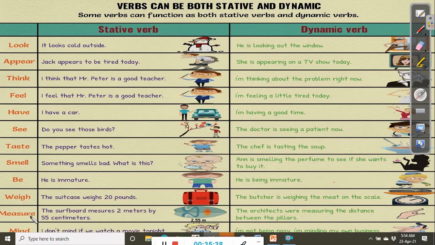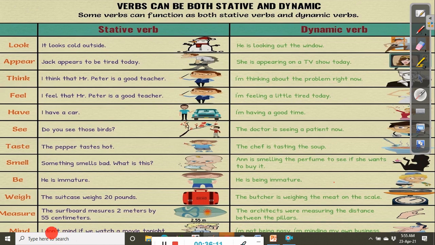Then measure. The surfboard measures 2 meters by 55 centimeters. Here measures is used as a stative verb, but it is dynamic when we say the architects were measuring the distance between the pillars. Here we are using measure as an action. They were taking the measurement.